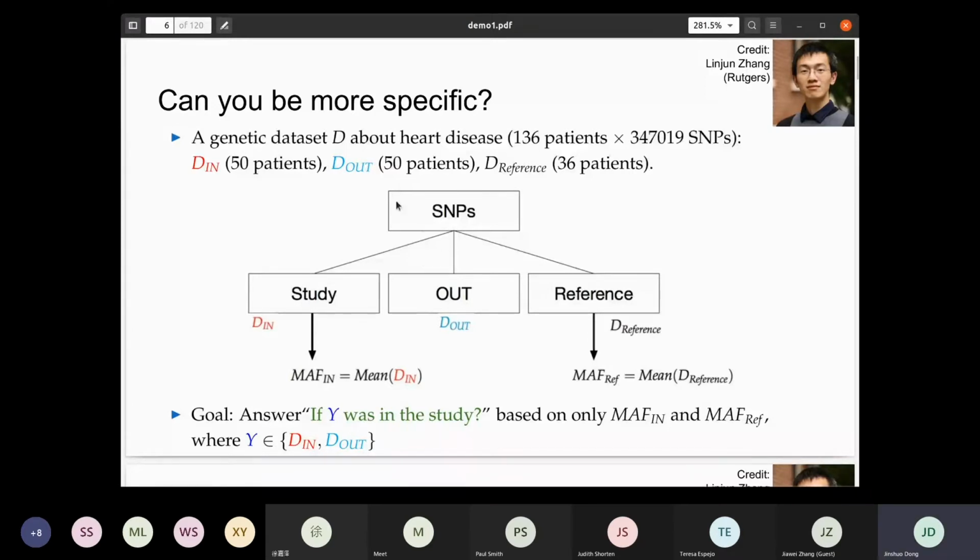Okay, so we have a genetic data set about some sort of disease. We have 136 patients. Each patient has this many SNPs, 340,000 SNPs. So high-dimensional data. You can think of the data set as divided into 3 parts. One is obtained from a specific hospital, consisting of 50 patients. And this other part, the data source is not important. It's not from this hospital, okay? It's from some other source. And this reference data, 36 patients, these are public open access data.